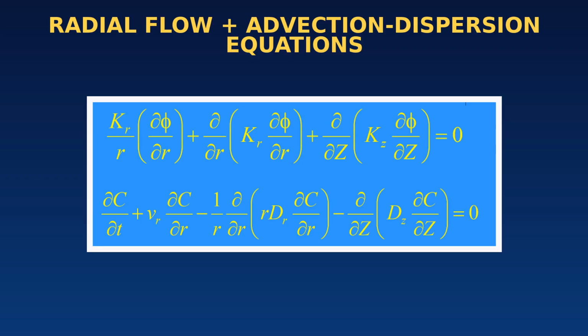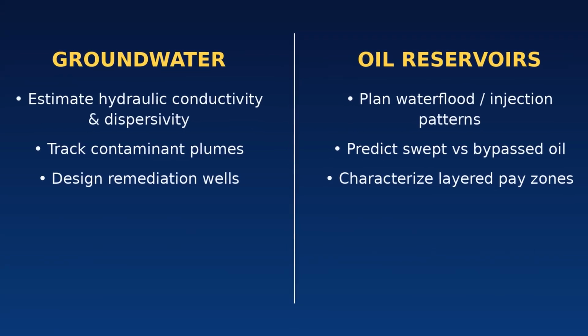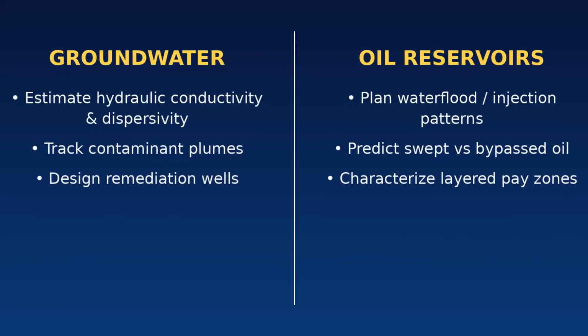This matters far beyond one paper. In groundwater hydrology, single well tracer tests are how we estimate hydraulic conductivity and dispersivity to track contaminant plumes and design remediation. In petroleum engineering, the same layered flow physics governs how injected water sweeps oil toward production wells. Get the layering wrong, and you leave oil bypassed in low permeability zones, or wastewater racing through high permeability streaks.